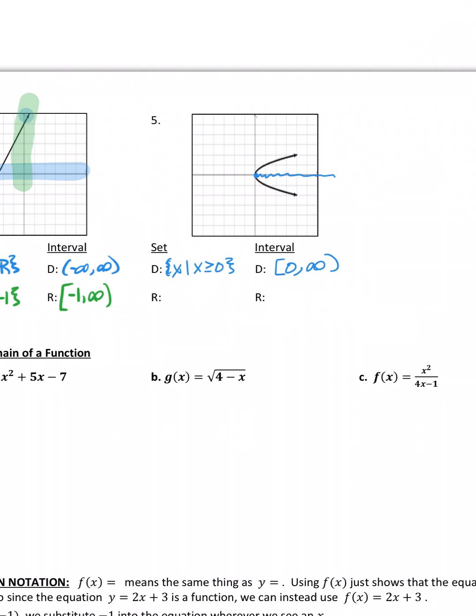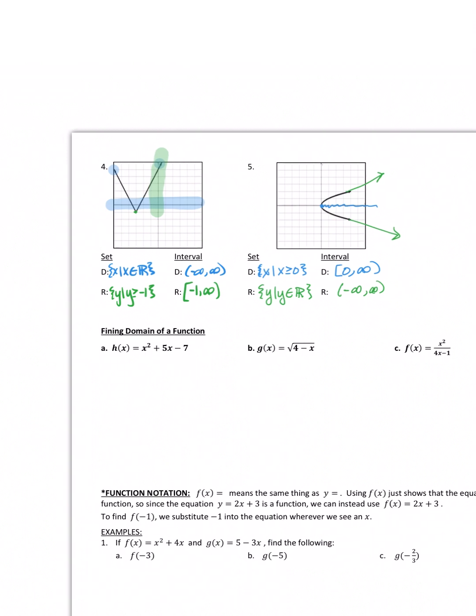Now range, these little arrows mean they're going on forever and ever, right? You could extend those. So my range would be y such that y is an element of all real numbers. So that means it goes on forever. Interval notation would say negative infinity to positive infinity. Okay, that's domain and range.